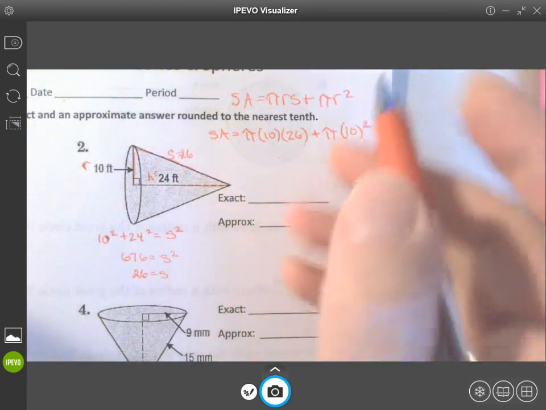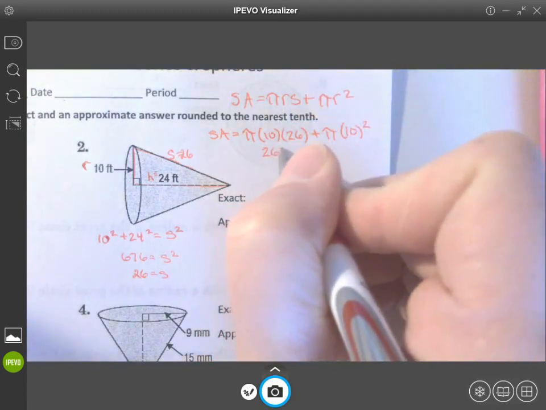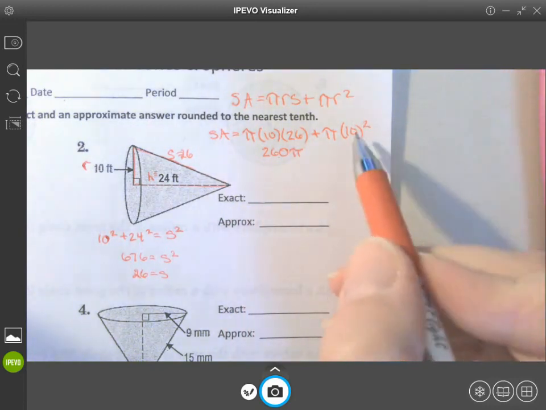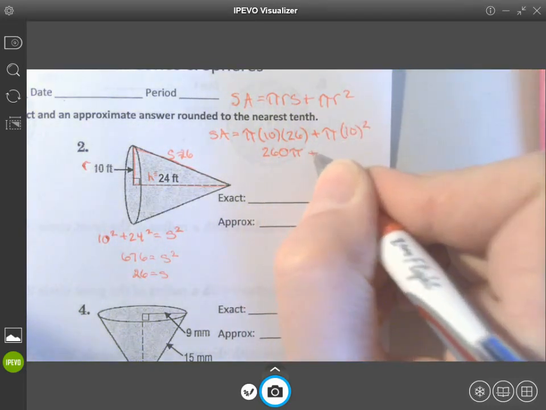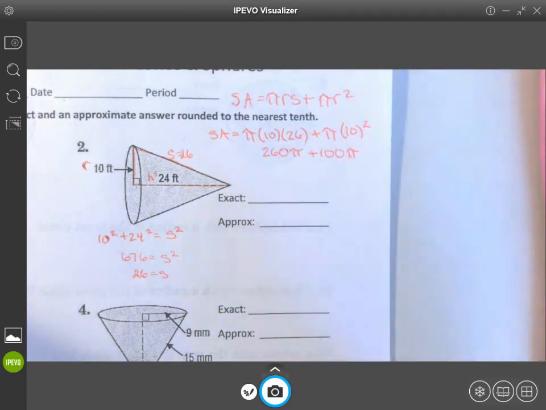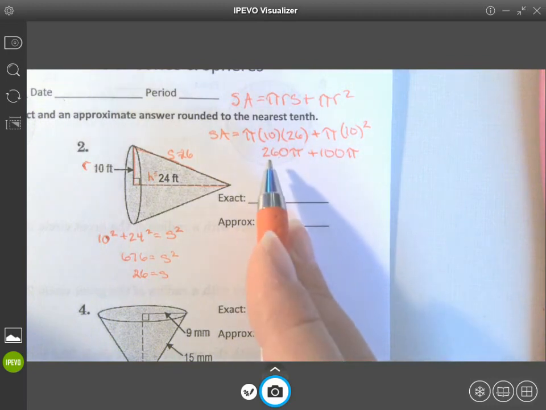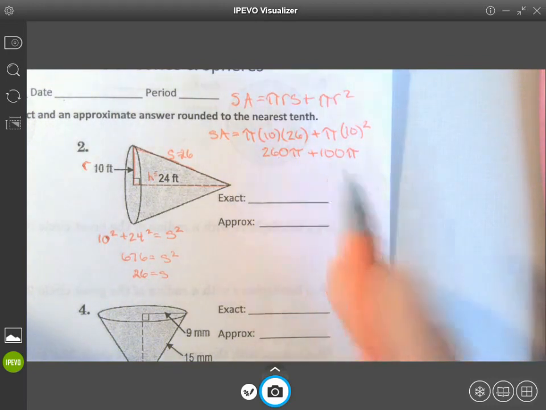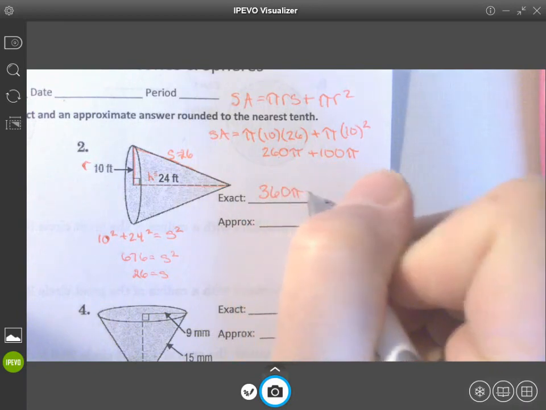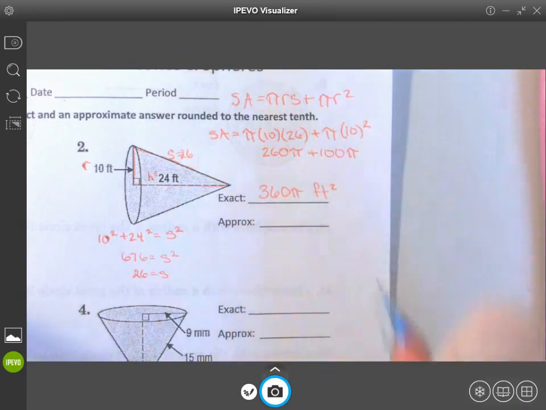Take your 10 times 26, that's 260. Attach pi just like you would if it was a variable. And then take 10 squared, which is 100 times pi. So pi times 100 or 100 times pi. And then these are like terms. 260 of these pi plus 100 pi. We have 360 pi, and that would be feet squared. So I've got the exact 360 pi.